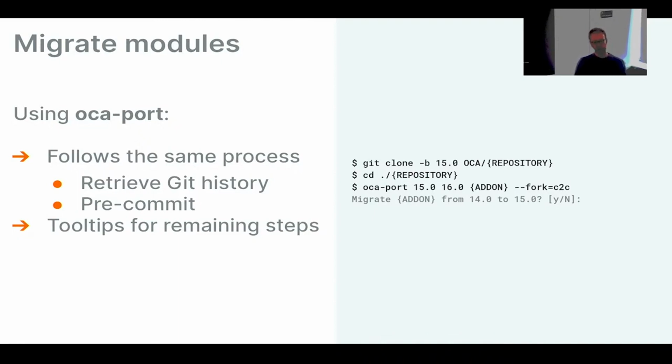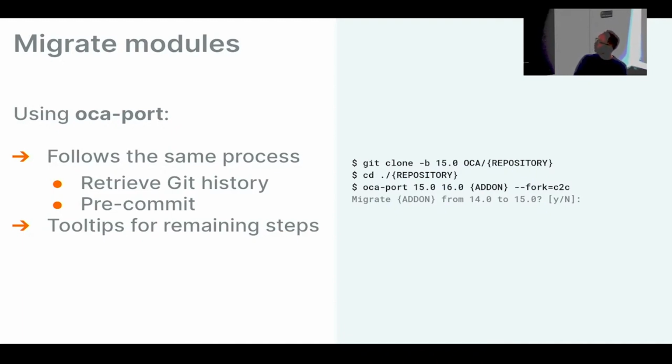And it will display some tooltips for the remaining steps. So what you need to do: upgrade your version number in the manifest file, take care of the migration guide of OCA if you need to adapt some XML files, etc. And you can see here how it is done on the right.